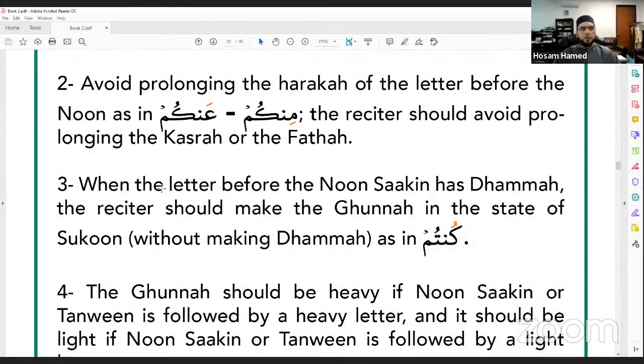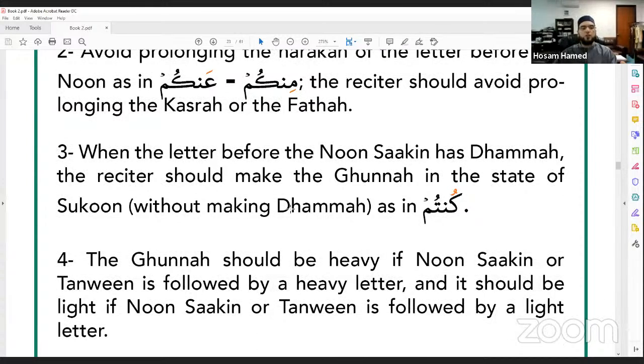The third point, when the letter before the noon sakina has a dhamma, the reciter should make the ghunnah in the state of sukoon without making dhamma.